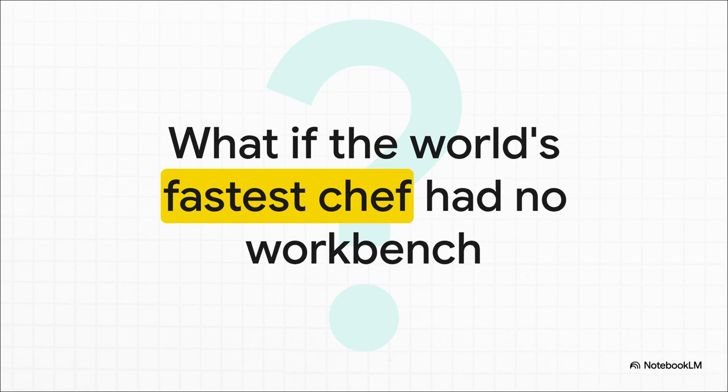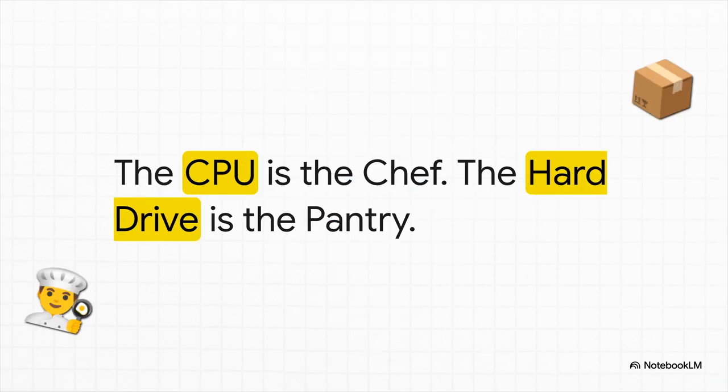You've got the world's fastest chef. I mean, this guy is a culinary legend, dicing and cooking at light speed. But, and this is a huge but, he has no workbench. See, in our little story, the CPU is that master chef, and all the ingredients, all your data, are stored way over in the pantry, which is your computer's hard drive.